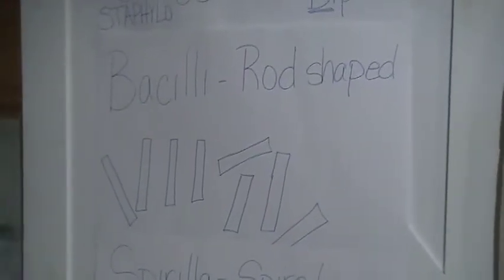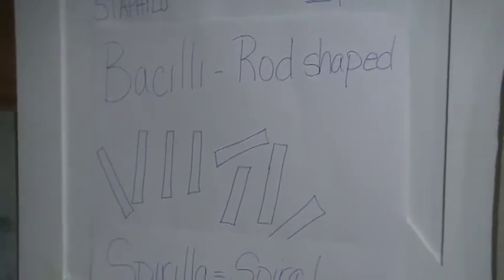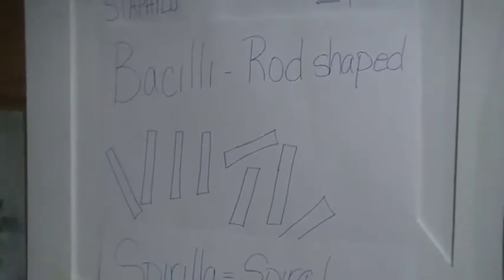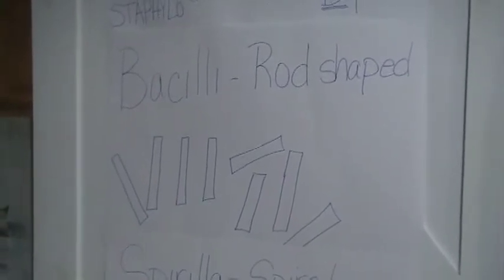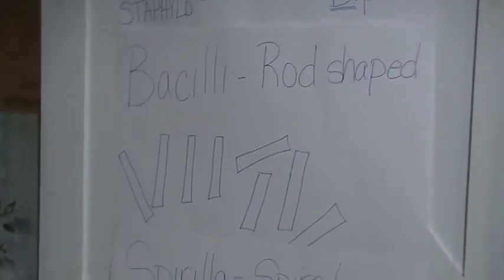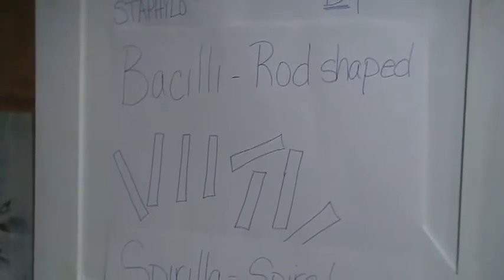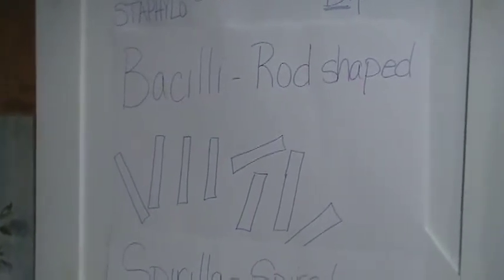Okay, bacilli are rod-shaped. They are the most common. Bacilli cause tetanus, typhoid fever, tuberculosis, and diphtheria. All these things that we get shots for. Okay, that's it for that.